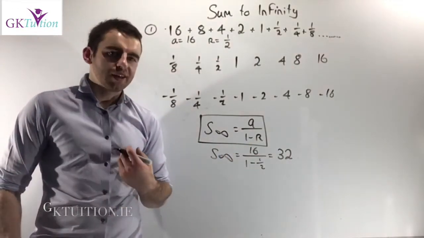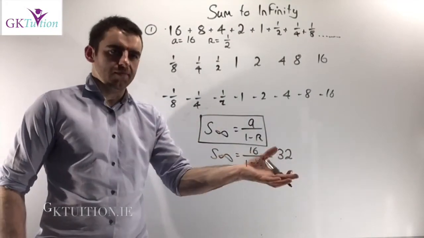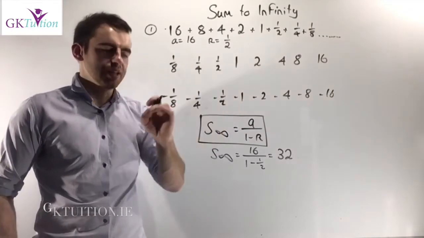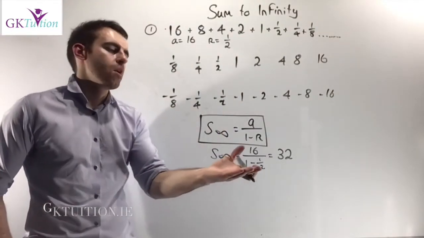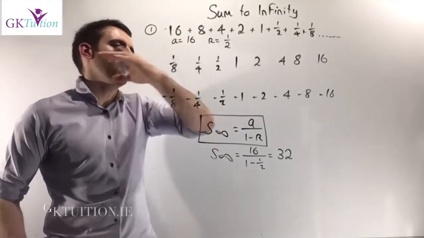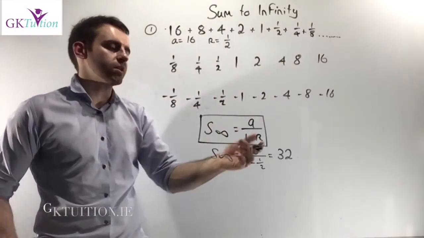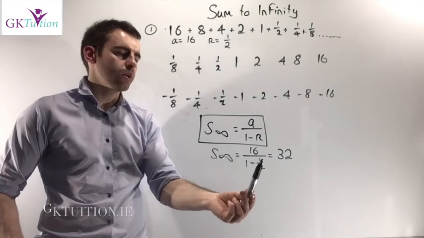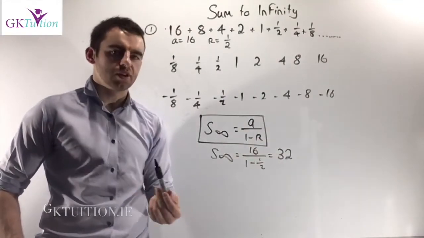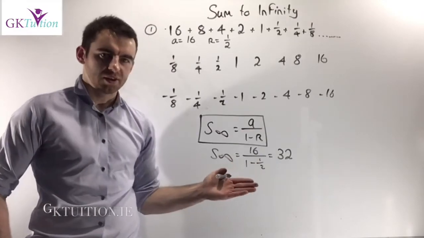But I want you to realize that it will never actually get to infinity. It will just keep on going. It'll never actually reach infinity. Infinity is undefined. What it actually means is that if you added up the first billion terms in this sequence, it would be equal to 31.99999. It would be a number that's really, really close to 32, but it'll never get to 32.